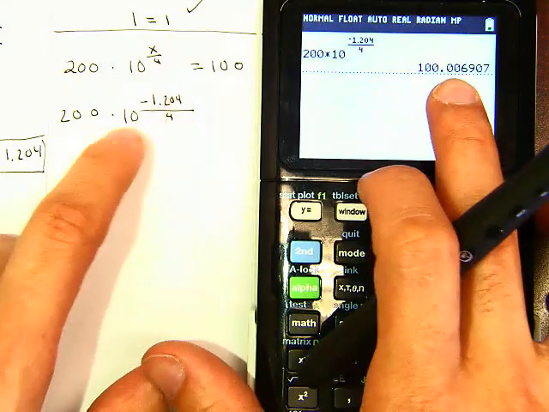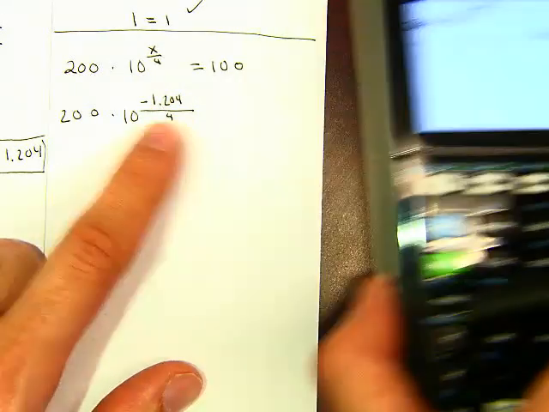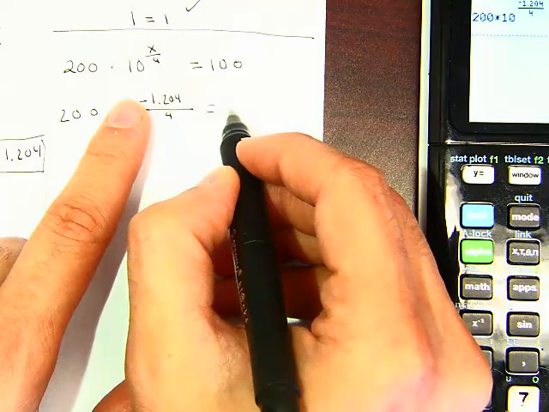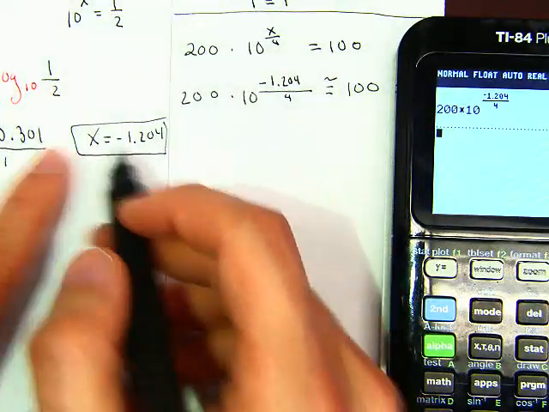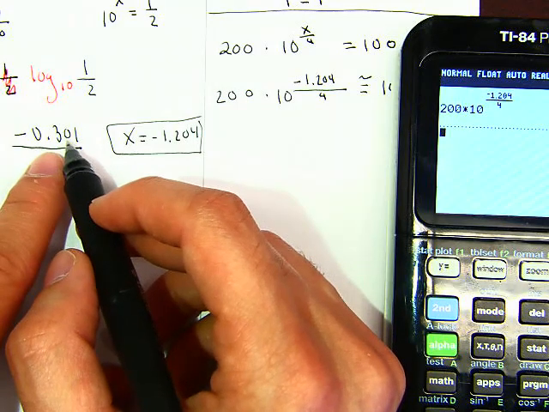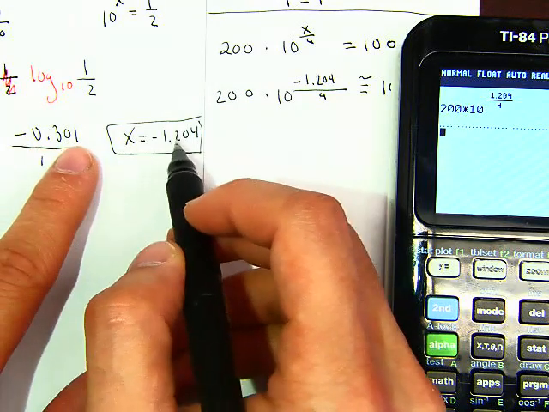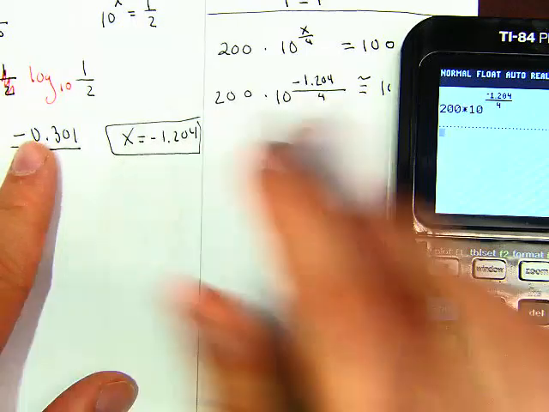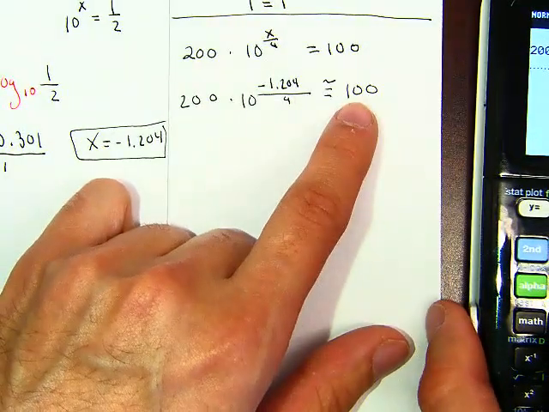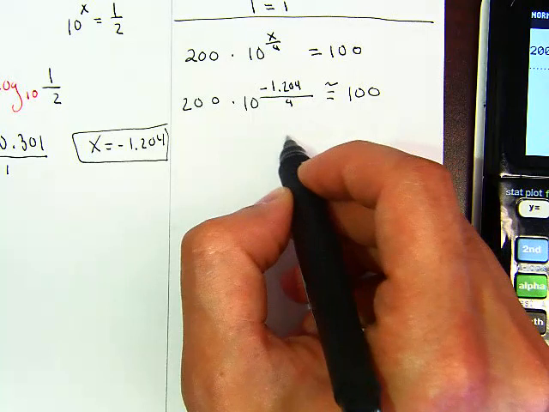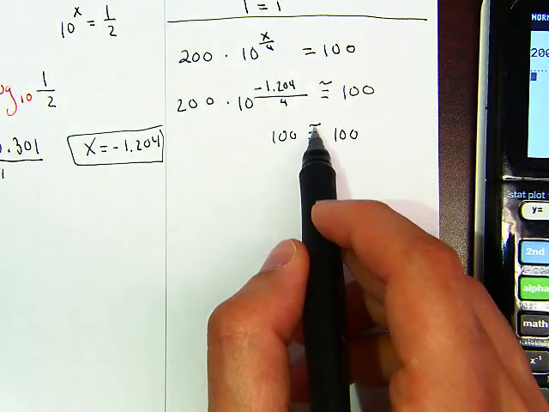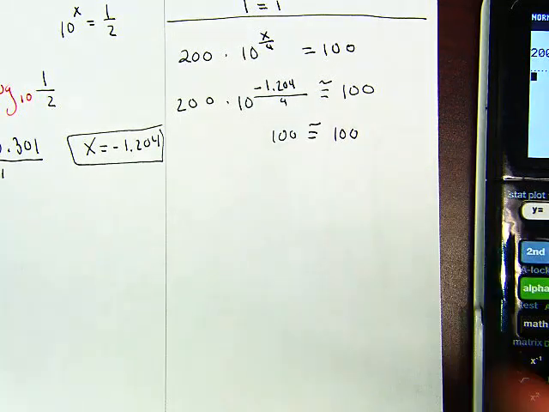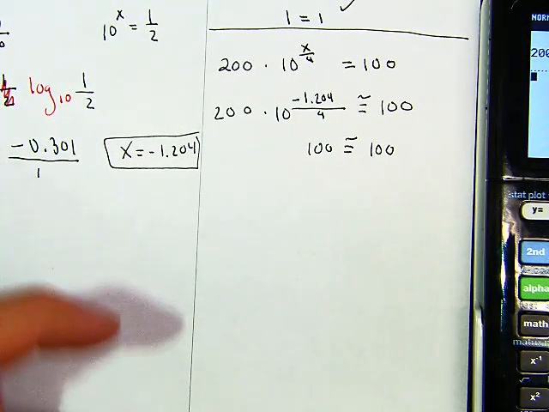And it does. You see how this value is very, very close to 100? So this is equal to 100, give or take, right? And why isn't it exactly 100? Because, don't you remember, when we got this answer, negative 0.301, it had other decimals. So you needed the full decimal to get the full 100. But the idea is that it's very close to 100. So 100 is approximately equal to 100, and that's what this squiggly line means. This squiggly line means they're very close.